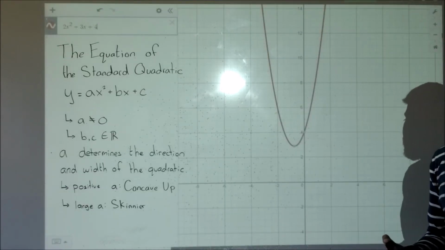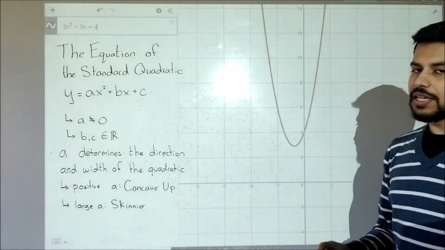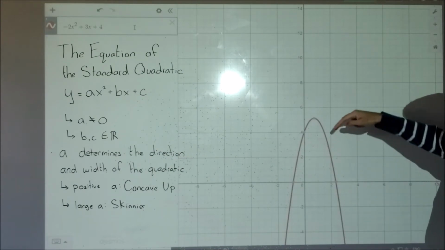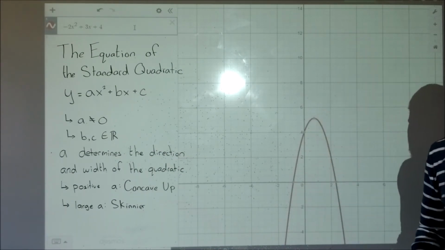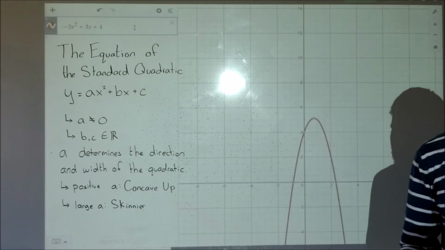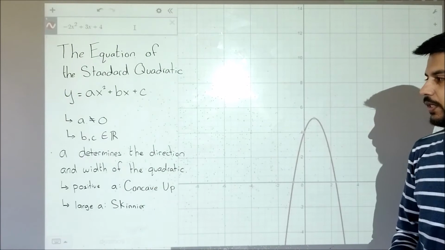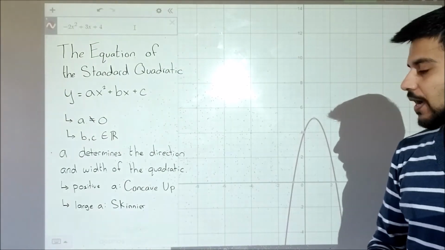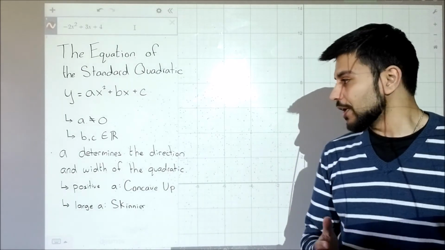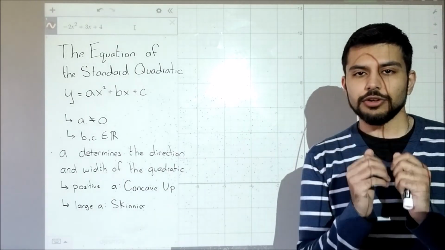Now, if a was a negative value, we instead would get something concave down. So now you flip your spoon over, and the liquid is now facing downwards. Not really a great spoon, but it's concave down. So you get this hill shape happening instead. The a value also determines how wide or how skinny your graph is going to be. The larger your a value gets, the skinnier your graph gets.